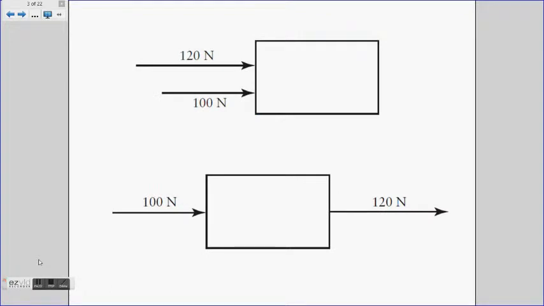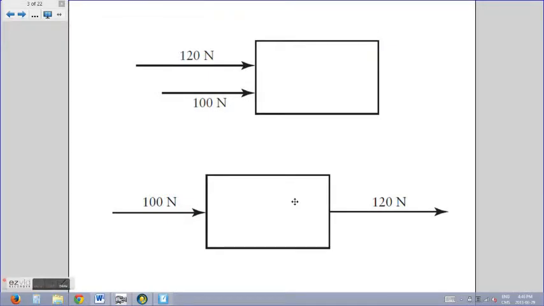Consider two students moving a cart in a classroom. They both push the cart, one with the force of 100 newtons and the other with the force of 120 newtons in the same direction. If we were using this diagram as our model, well, common sense tells us that the cart would move to the right with a total of 220 newtons.